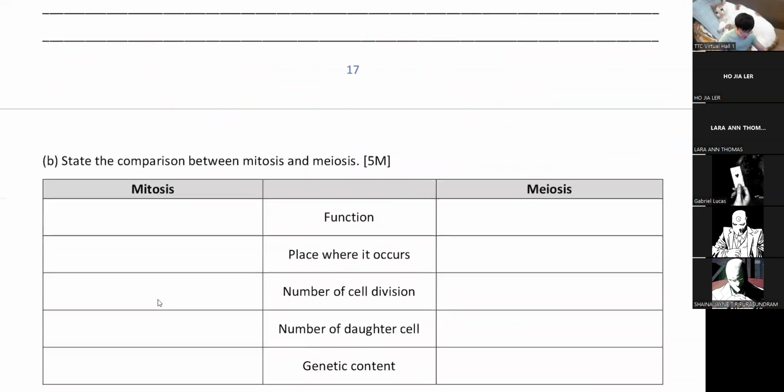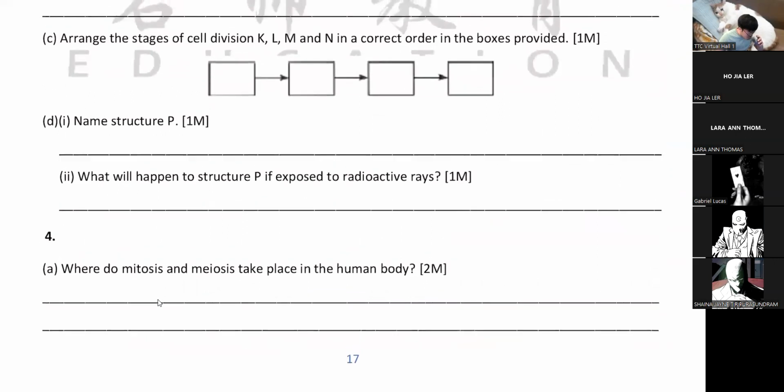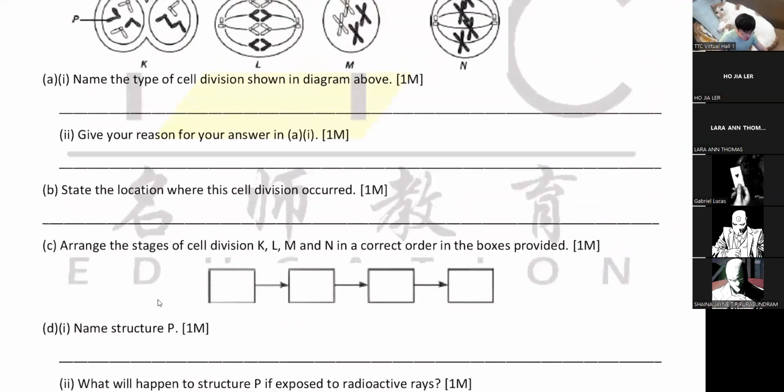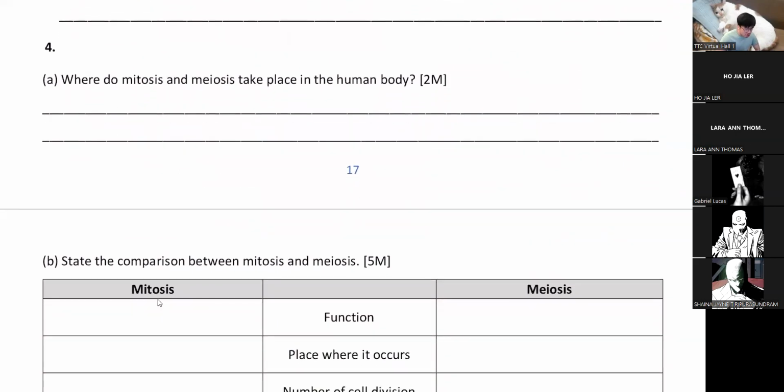So let's look at meiosis. Oh, they didn't even ask meiosis. Then let's go to question 4. So where does mitosis happen? Like I said, in your somatic cell. In BM, it's called sel soma. Meiosis takes place in your reproductive cells.